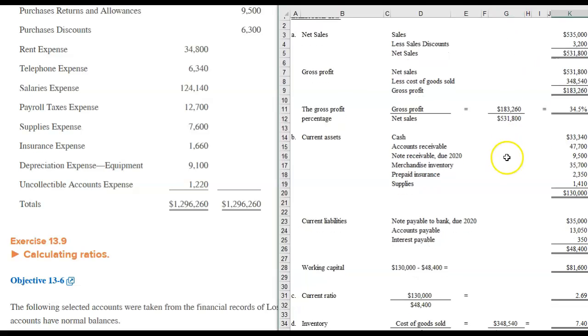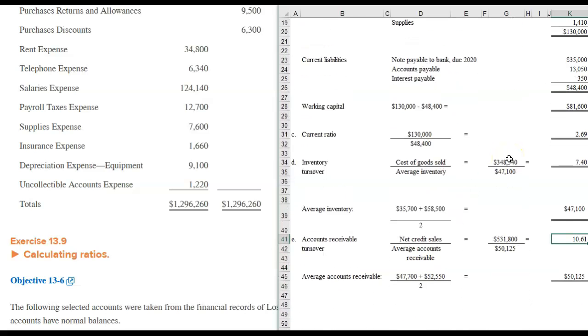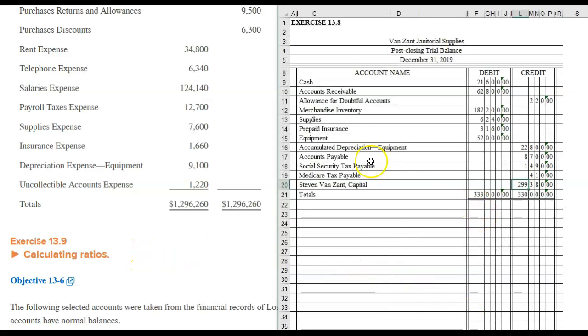And scrolling on down for the second half. Okay, let's go back to the post-closing trial balance because that's what's important, these financial statements. Okay, let's figure out how they got the $299,380. So I'm going to pause, I'm going to do the math, and then come back and walk you through.